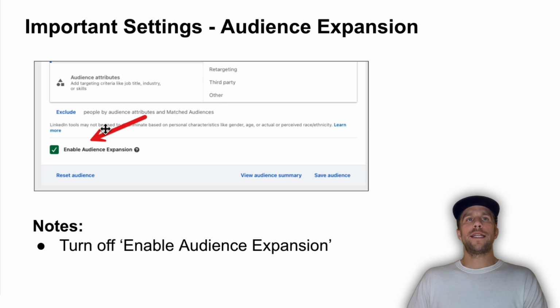And then for audience expansion, especially with retargeting, I always turn off enable audience expansion. Since we're going to be retargeting visitors, we don't want LinkedIn to expand that beyond people that visited our website. I always keep this off even when I'm doing prospecting. We just want to be targeting the attributes that we select, and we don't want to give LinkedIn any flexibility to expand that audience. So I always recommend unchecking that.